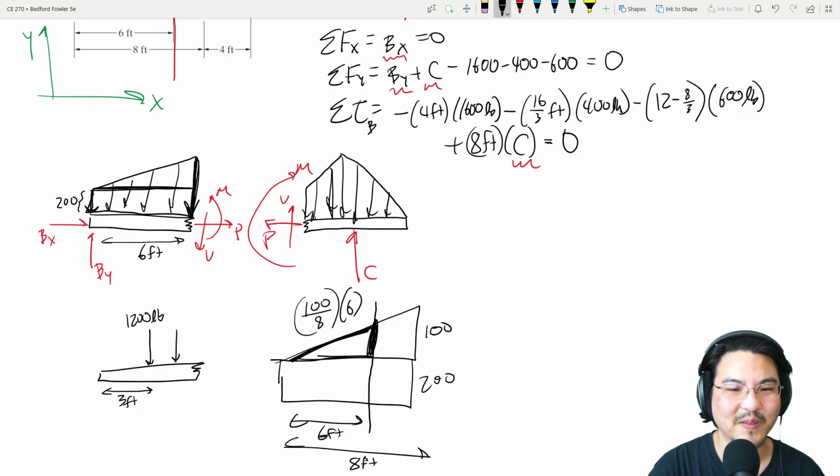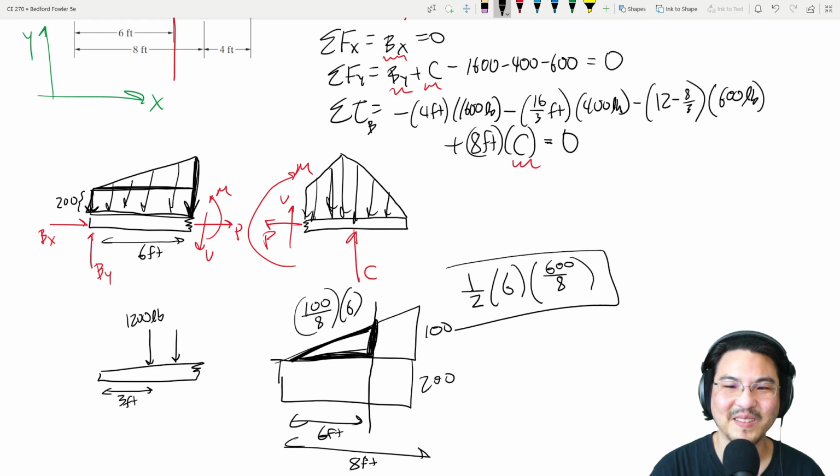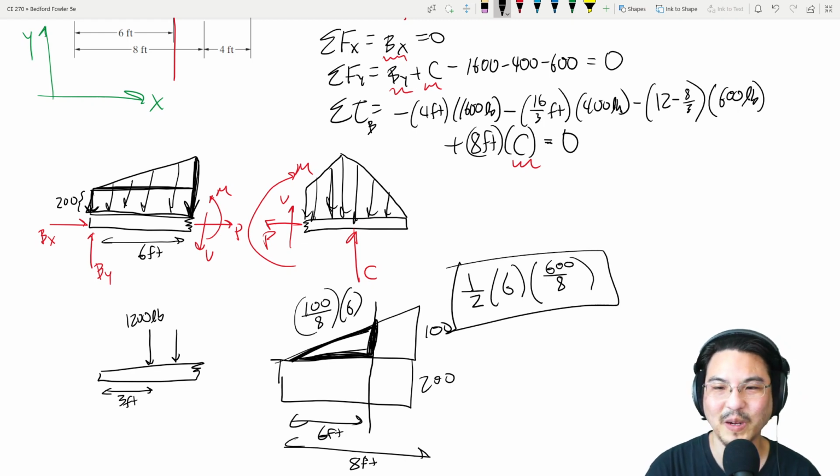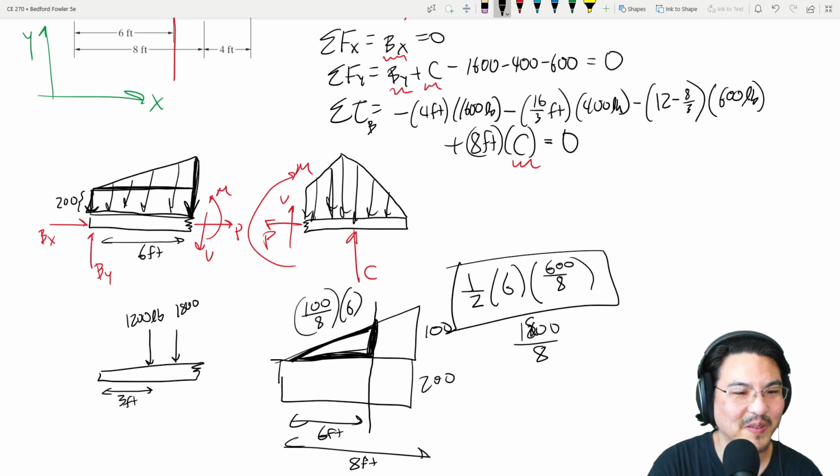Okay, so what's the area of the shape? 1/2 base times height. Okay, that's the area of the triangle. So let's break down. So that's 1200. 6 over 2 is 3, right? So 1800 over 8. I'll just leave 1800 over 8.